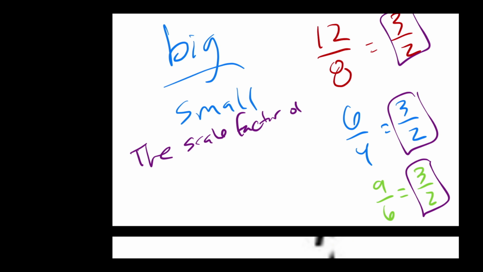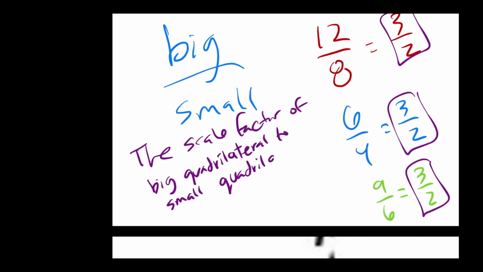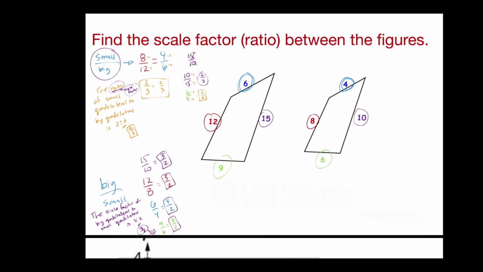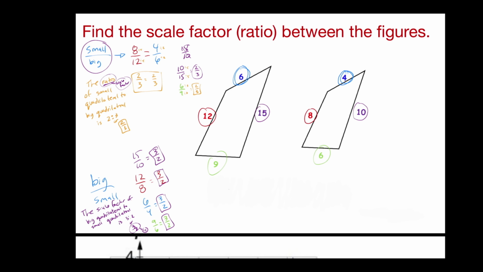The scale factor of the big quadrilateral to the small is 3/2, and 3/2, if you did the math, is 1.5. So you're saying the big one is 1.5 times bigger than the small one. And so the question was, Mister, how do you know when to do small over big or big over small?